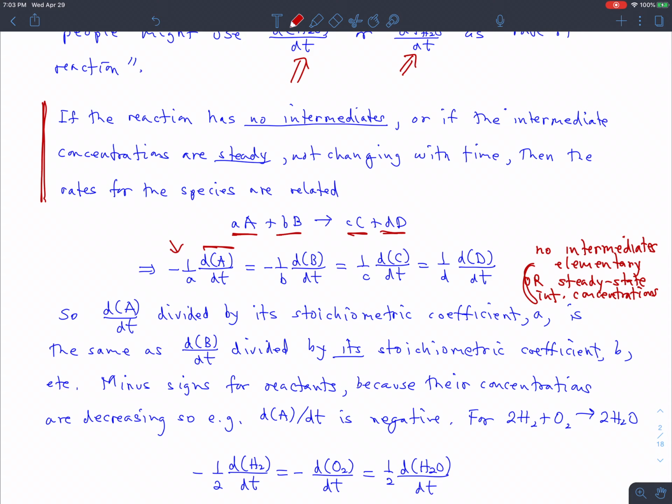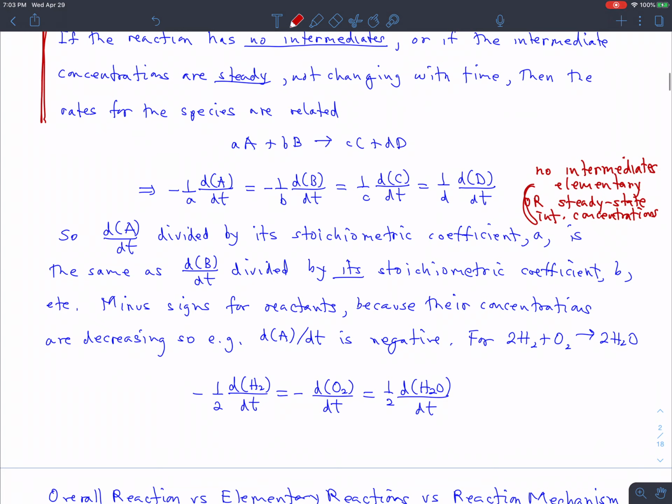The minus signs make this a positive quantity if A is going away, right? If A is disappearing, then this time derivative is negative, and the minus sign makes it positive again, which agrees with what's going on over here, assuming the products are building up. So the minus sign is to make the signs match between all those terms, all those quantities.